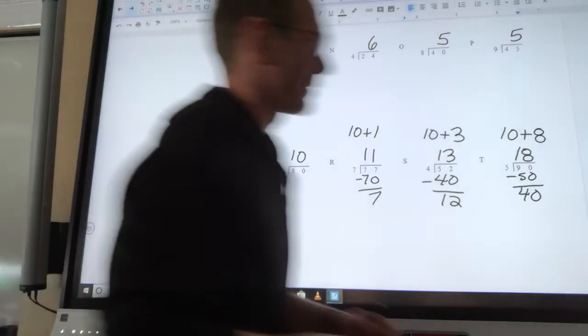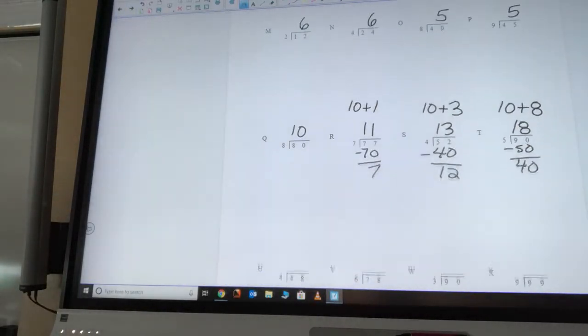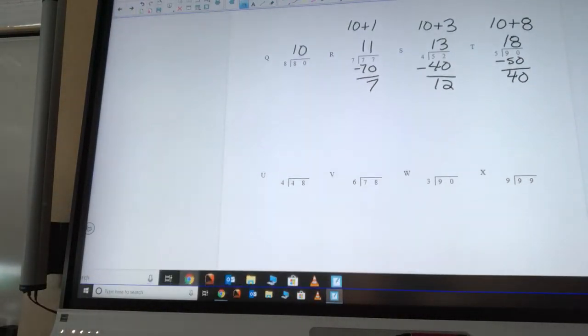Just a couple questions left. I'm going to scroll down so you can see the bottom of the page.